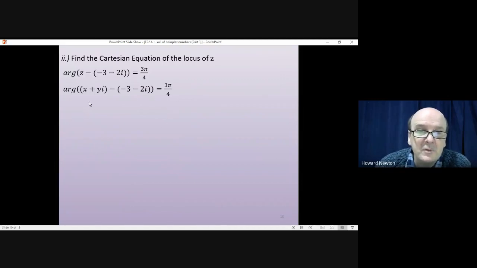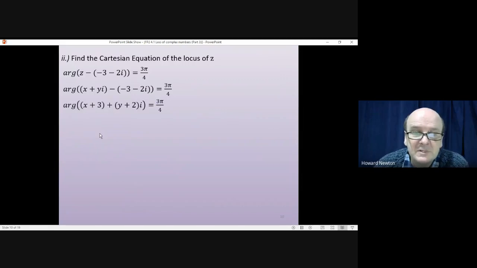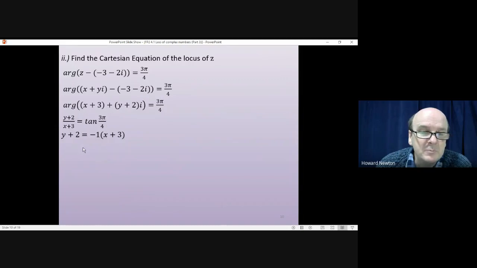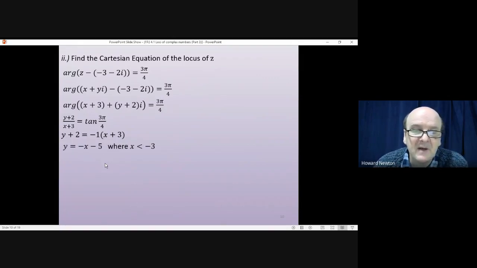Then we collect together the real parts and the imaginary parts, which gives us that. And then we use the basic definition of what the argument is. So the imaginary part, y plus 2, divided by the real part, x plus 3, is equal to the tangent of the angle, tangent of 3 pi by 4. Moving the x plus 3 to the other side, the tangent of 3 pi by 4 is minus 1. So we get y plus 2 is equal to minus 1 times x plus 3. And rearranging that gives us y equals minus x minus 5.